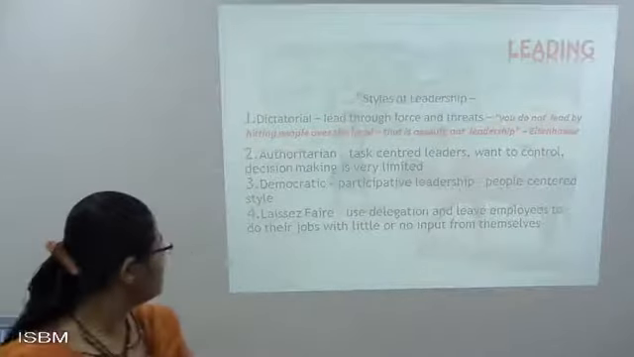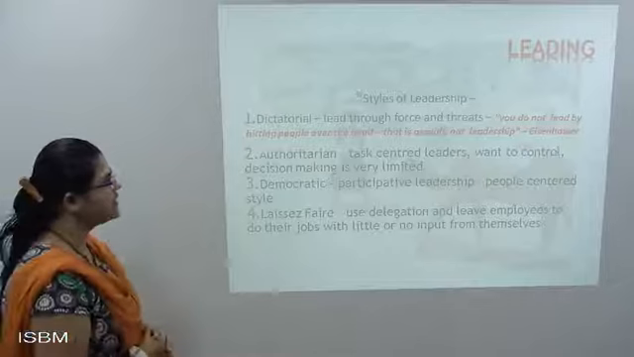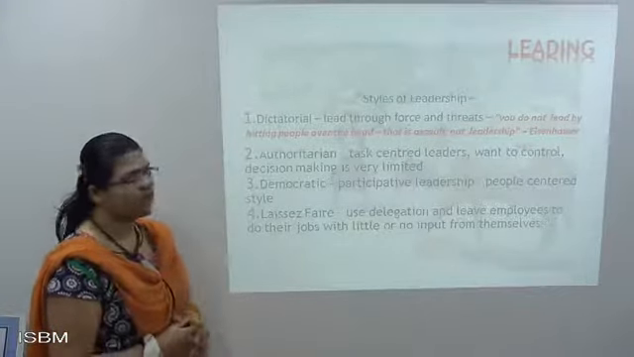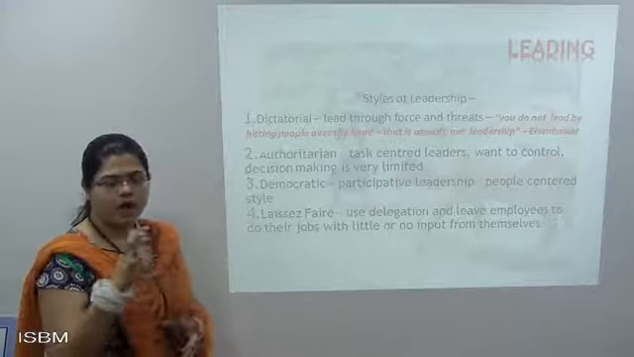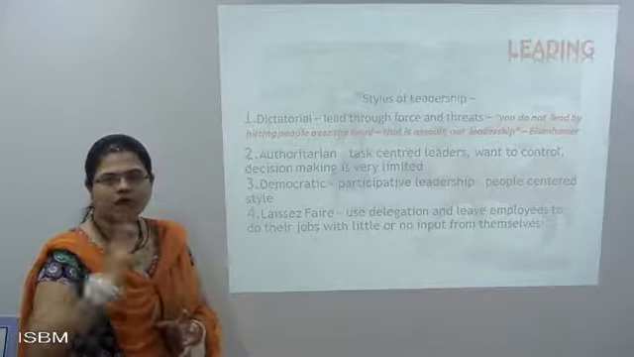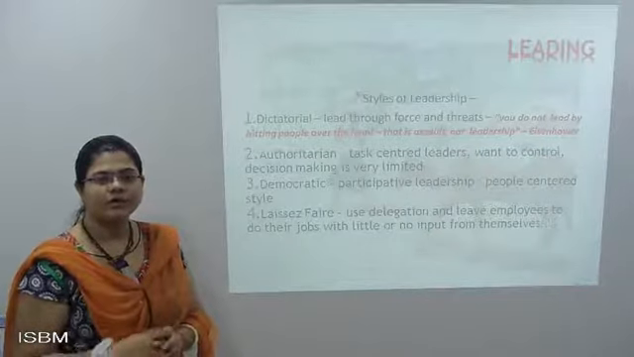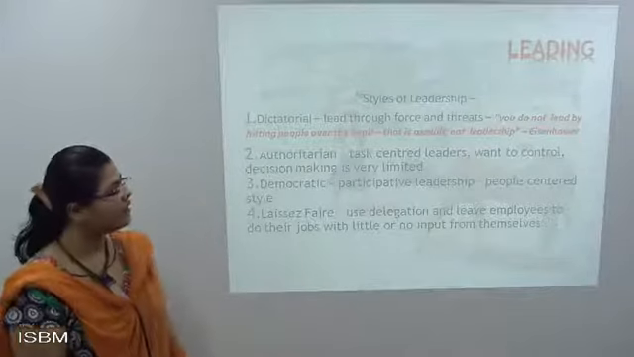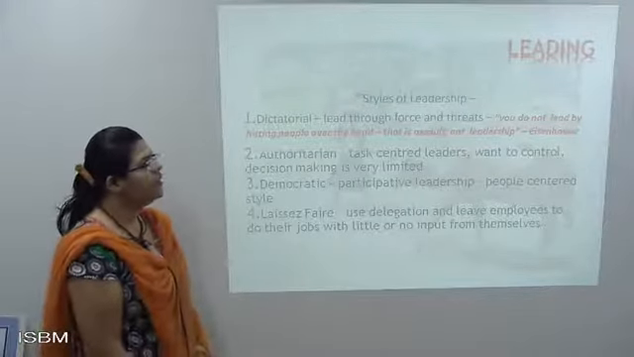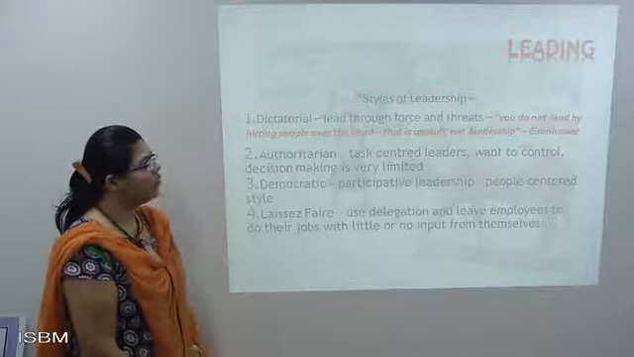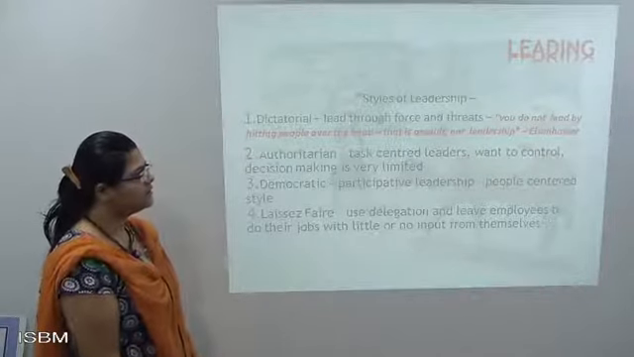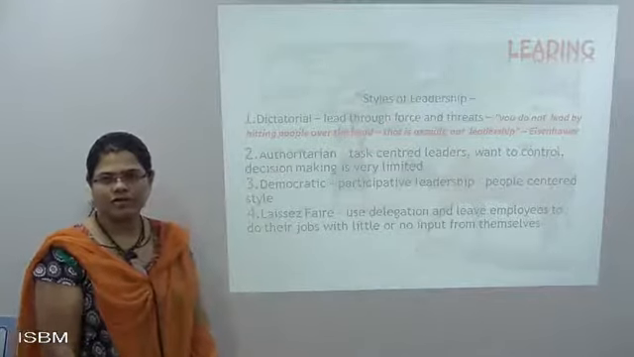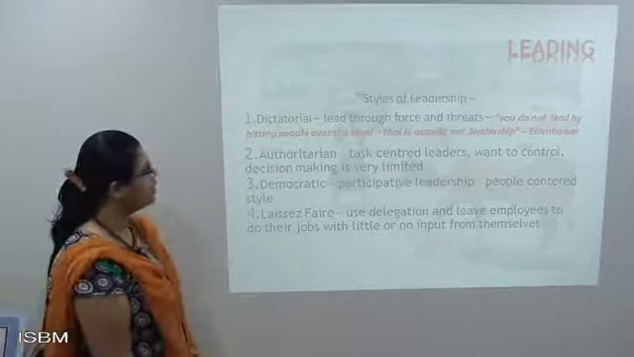Now, what are the different styles we have already seen in leadership? Dictators lead through force, threats, and harshness, forcefully threatening the person. You do not lead by hitting people over the head. This is assault. This is insult. This is not leadership. It is just a way of hitting people.